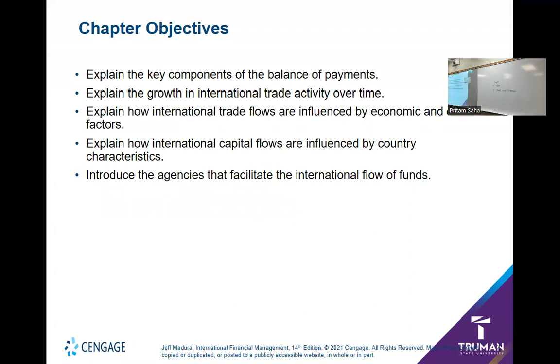So when we exchange those currencies, when we exchange those funds, basically we make some payments. Either we make those payments or we receive those payments, right? So in finance, in economics, this is known as balance of payments. In today's class, we're going to learn key components of the balance of payments, and then we'll talk about some events or contracts or mutual agreements that actually help to grow the international trade or balance of payments.